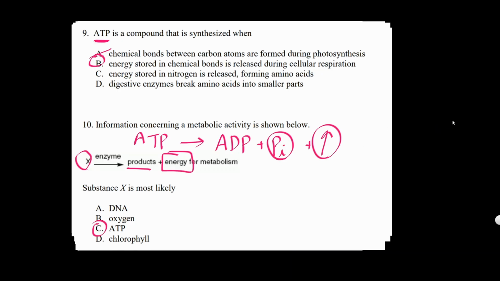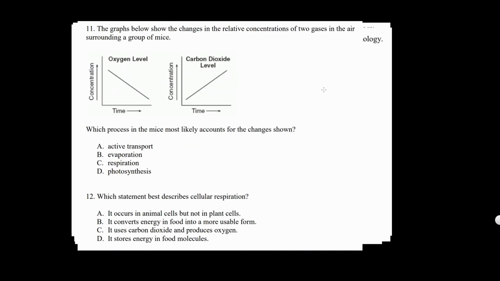So that's number 10. Number 11, the graphs below show the changes in the relative concentrations of two gases in the air surrounding a group of mice. Oxygen goes down as time ticks because the group of mice consumes oxygen and produces carbon dioxide as product. What is that? That's cellular respiration. C. Number 12. Now, which statement best describes cellular respiration? Well, it's breaking down glucose to make energy. Let's see.